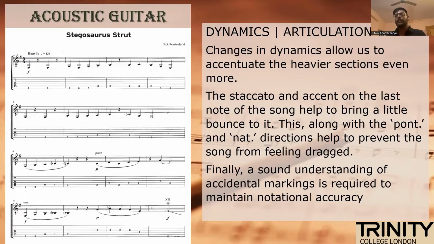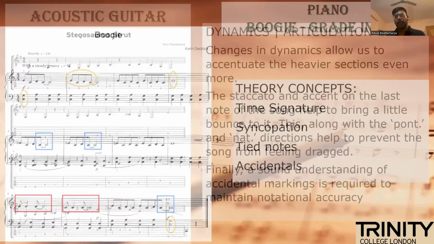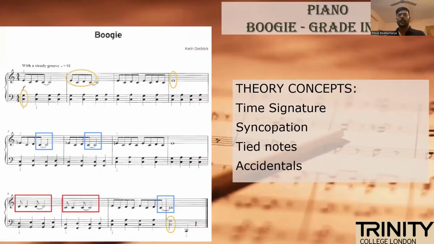And finally, a sound understanding of accidental markings is required to maintain notational accuracy. You can see from bar 7 onwards, there are accidental markings throughout the piece. There's lots of them peppered all over the place. So we need to be aware of how to read these markings.